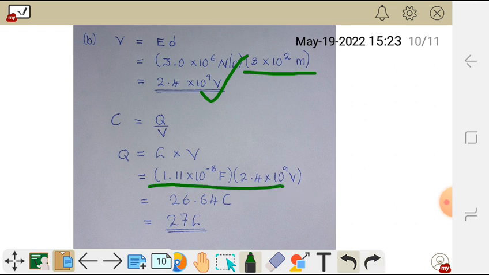So if you punch that on the calculator, then we are going to find that our charge is simply 26.64 coulombs, which is simply 27 coulombs. So that's how we can calculate the capacitance using those two formulas.